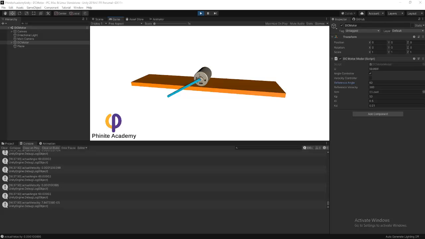Hello guys, today we are going to discuss how to use the DC motor model in the Unity application and how to design a specific controller in Unity. In this study, we aimed to control the DC motor position and velocity with a reference angle and reference velocity value based on a PID controller design.